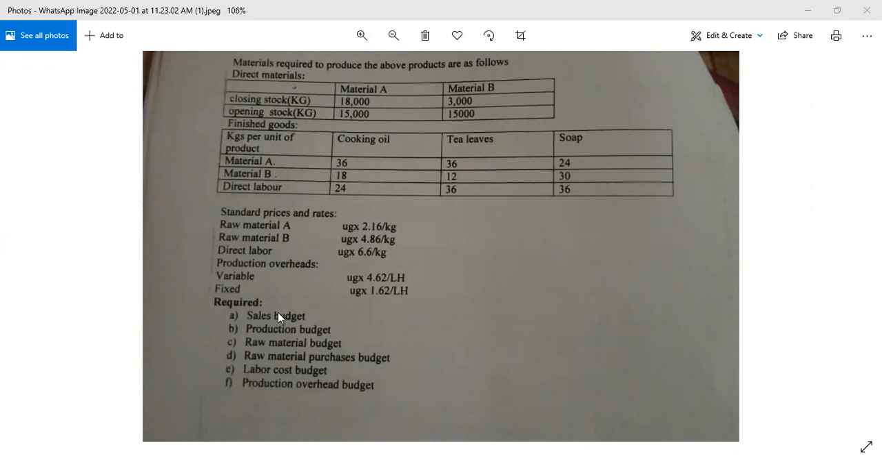Like I said, these questions, these budgets follow each other. The first budget feeds into another. One budget feeds into another. Once you make one, that information is going to be used to make the other budget. So without a waste of time, the sales budget.